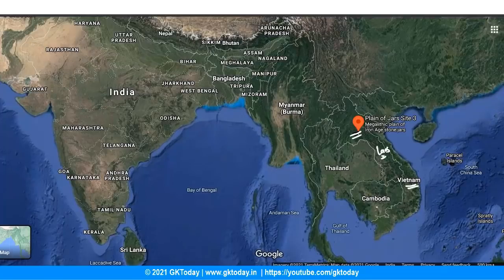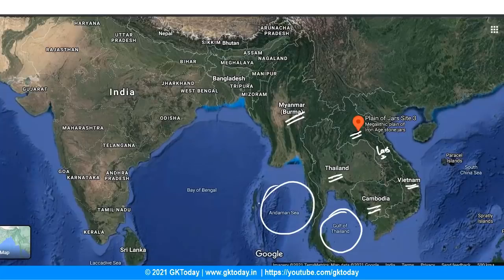This is Vietnam, this is Cambodia, Thailand, this is Gulf of Thailand, this is Myanmar or Burma, Andaman Sea, Bay of Bengal, and this is China. Four states share border boundary with Myanmar. That means four Indian states. One is Arunachal Pradesh, second is Nagaland, third is Manipur, fourth is Mizoram. So these four states share border boundary with Myanmar. So this Plain of Jars is a famous archaeological site located in the northern Laos.